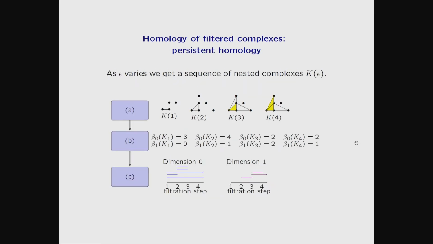And so as we vary this epsilon, as we let these balls grow from something very small to bigger and bigger and bigger, we actually get complexes which are nested. And so here we have an example which you can think of as a complex for varying epsilon, with different vertices getting connected higher and higher.